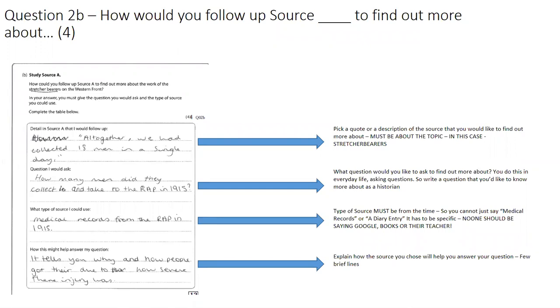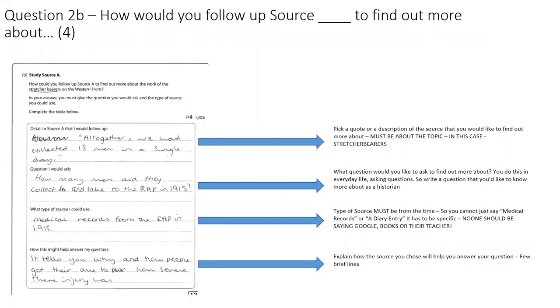Question 2B is another one that's very difficult. Now, I know some exam boards have this as a much more extended question, but in the Edexcel paper, how would you follow up a source to find out more about? It's a bit like in lesson when we tell you to look at a picture and we say to you, what questions have you got about this? What do you want to know? It's exactly what this question is.